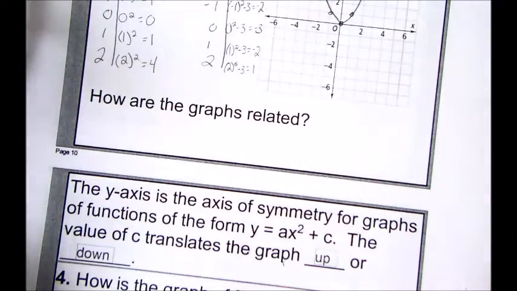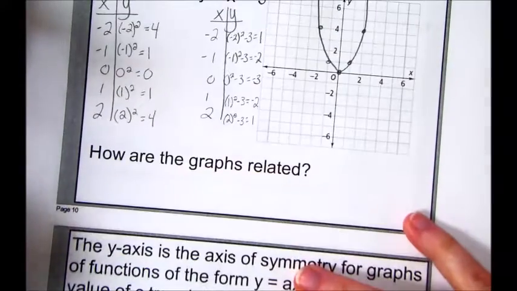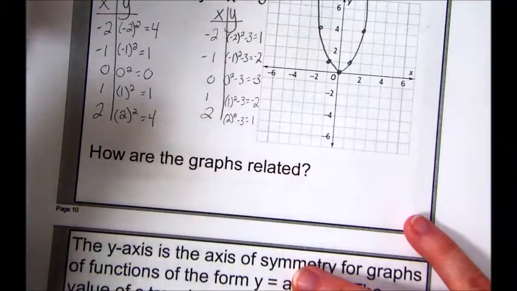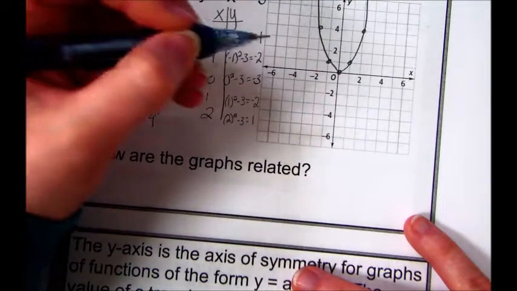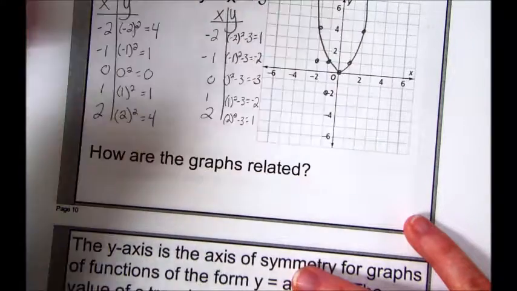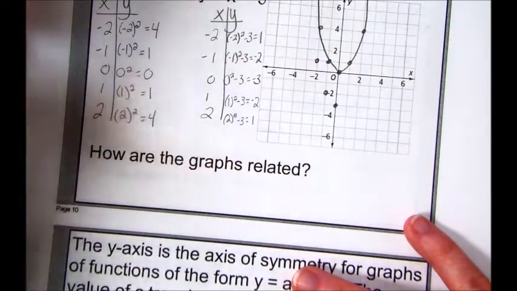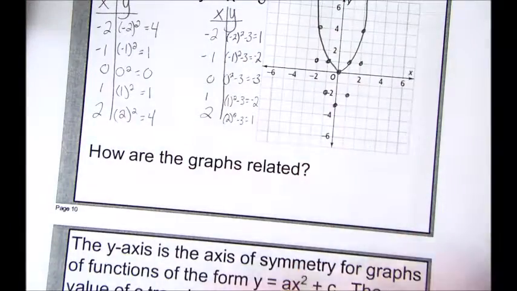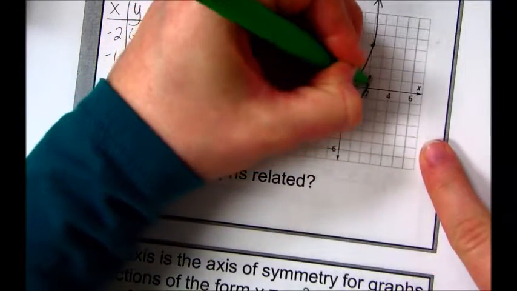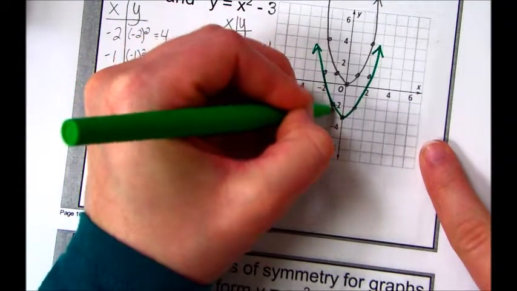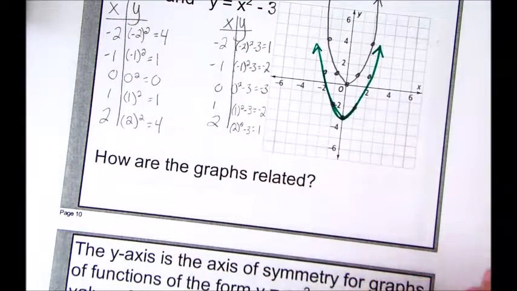Use your calculator if you need to. Plot those new points. -2, 1. -1, -2. 0, -3. 1, -2. 2, 1. And connect to make your parabola. I'll make this one in green since it's not overlapping, but it's really close to the other one. Try to make it look more like a U than a V.